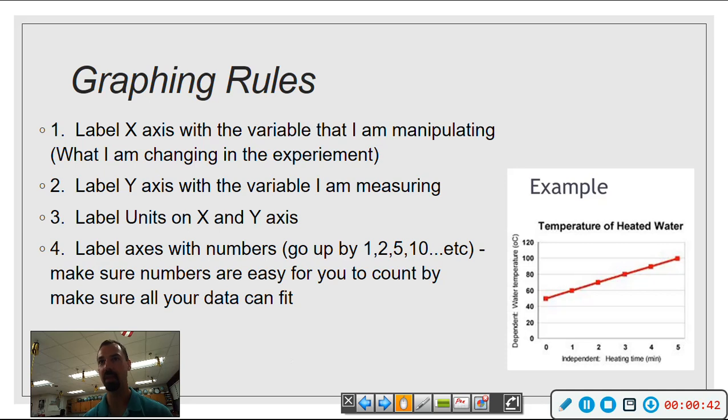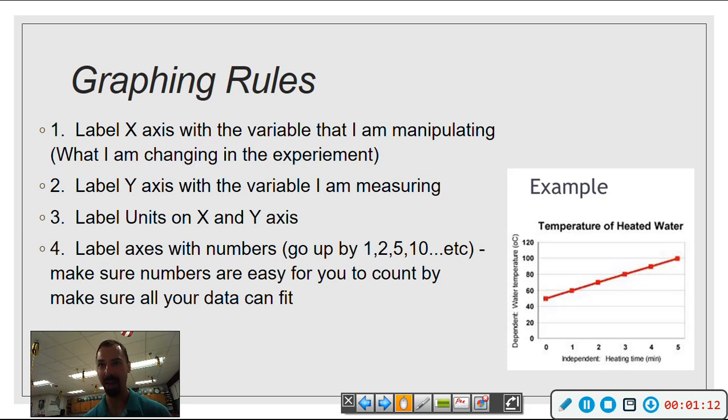So in terms of our labeling, that's the first thing we have to be concerned about. The x-axis of the graph, which you know is the horizontal, is always going to be what's called the independent variable. The independent variable in the experiment is the one you're manipulating, the one you're changing in the experiment. If you notice, it says independent heating time in minutes. That means that person started the stopwatch, so that's the thing they're manipulating in the experiment.